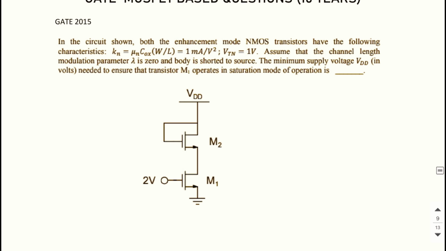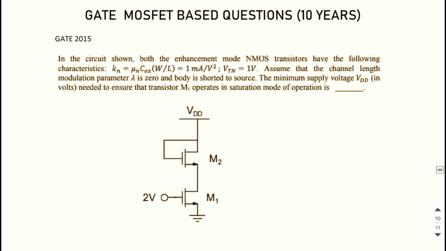The next question says, in the circuit shown, both the enhancement mode NMOS transistors have the following characteristics. We are given the value of Kn, which is mu n Cox W by L. It is 1 milliampere per volt square, and the threshold voltage for the NMOSes is 1 volt. Assuming that the channel length modulation lambda is 0, so we need to ignore this, and the body is shorted to the source. This means that there is no body effect also. The minimum supply voltage VDD, which is required to ensure that the transistor M1 operates in saturation, is.